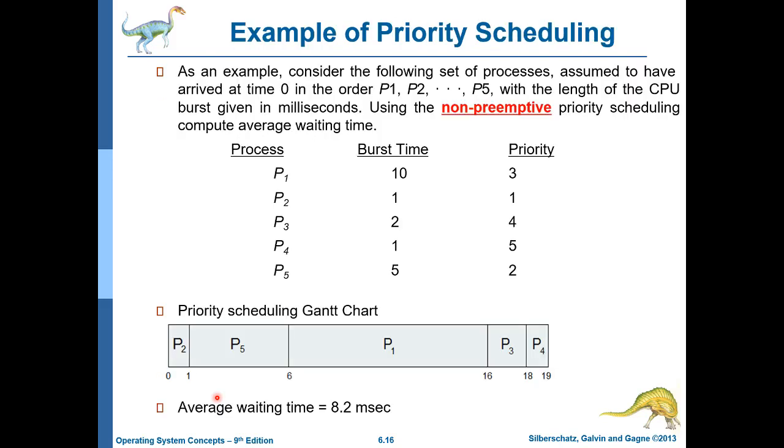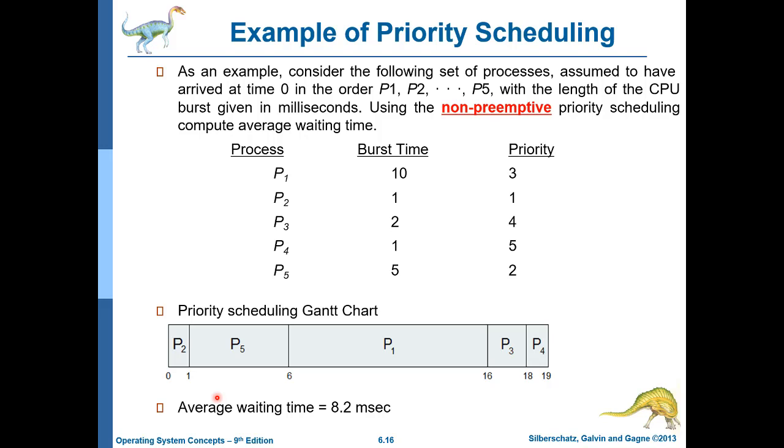We see the example of priority scheduling like this: we have 5 processes, and with each process we have the burst time as well as the priority of the process. For this example we choose that every process has a different priority. If 2 processes come with the same priority, then we can choose any one randomly, or maybe we can choose the one which comes first, first come first serve.